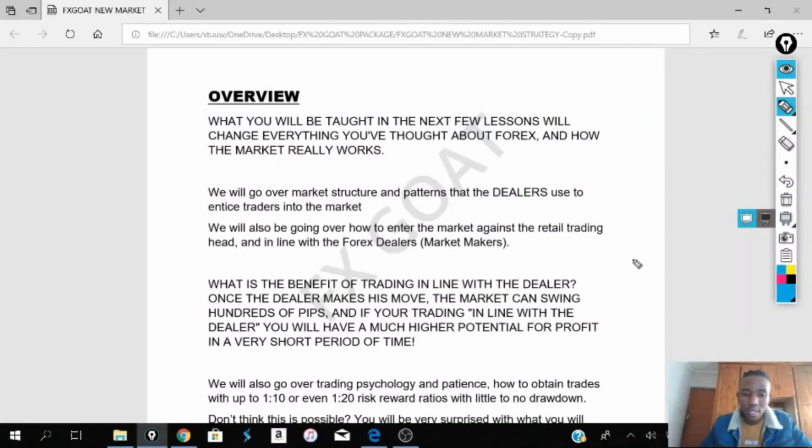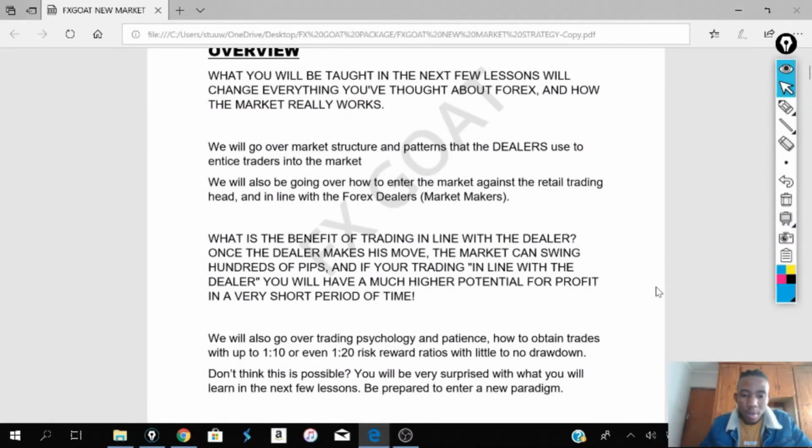So let's continue with our lesson. Now, what is the benefit of trading in line with the dealer? Once the dealer makes his move, the market can swing hundreds of pips, and if you're trading in line with the dealer, you'll have much higher potential for profit in a very short period of time.